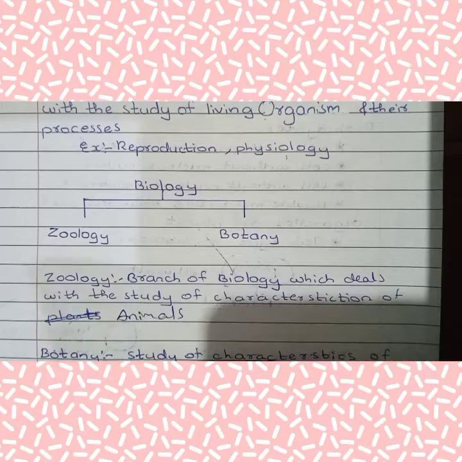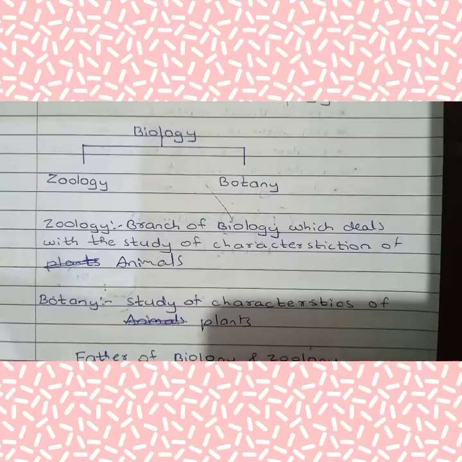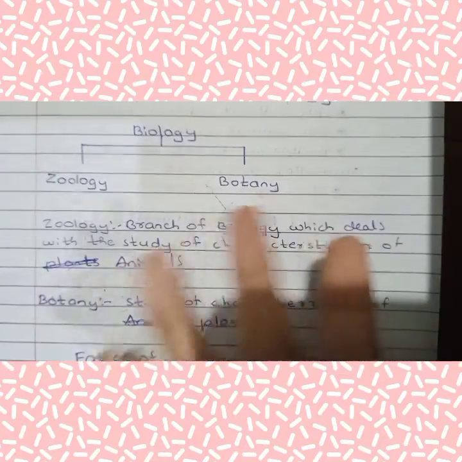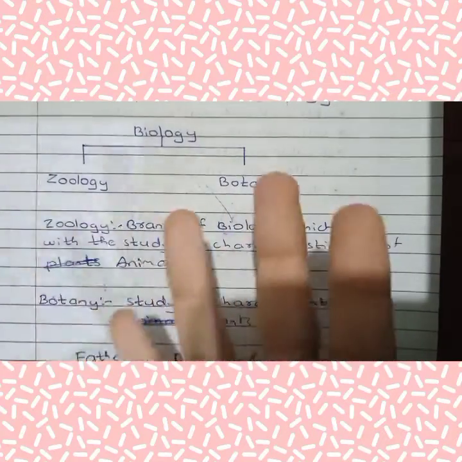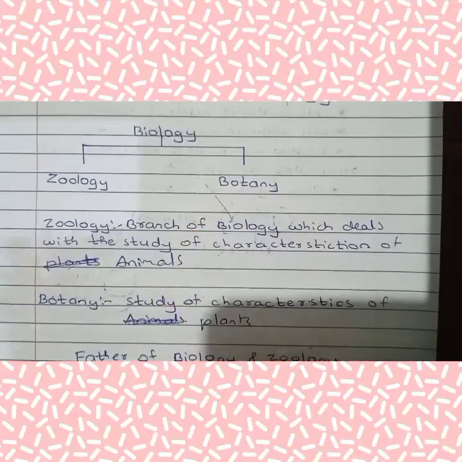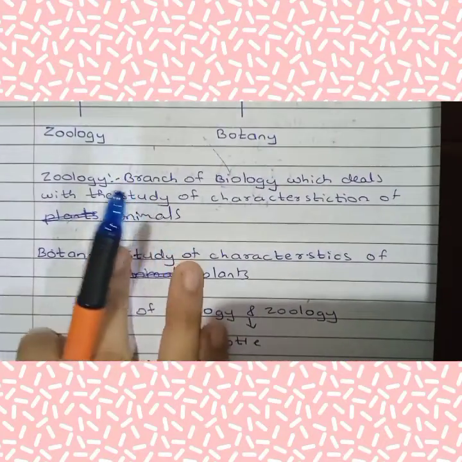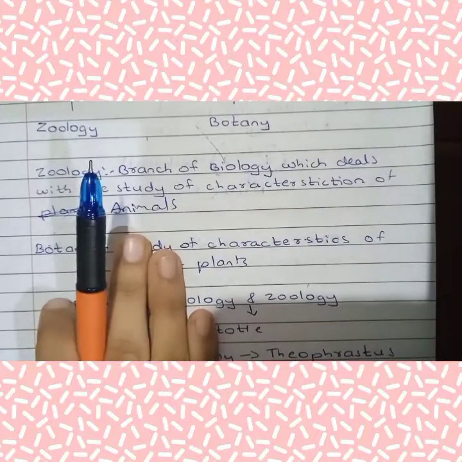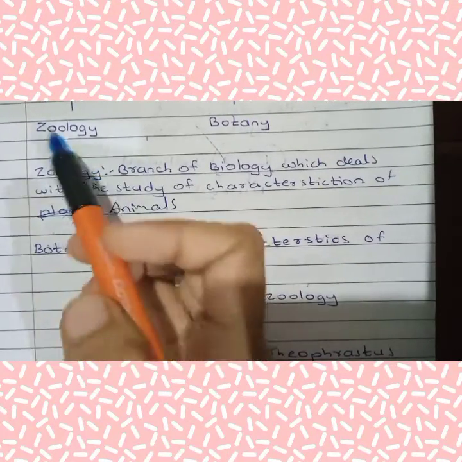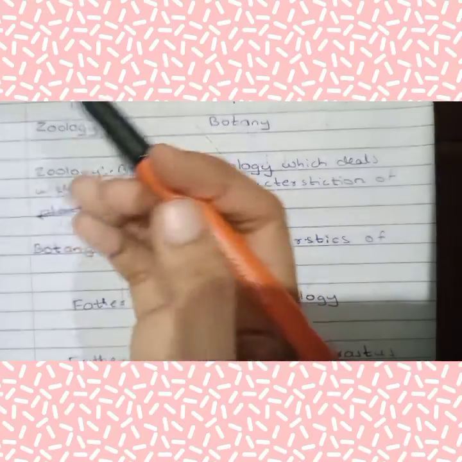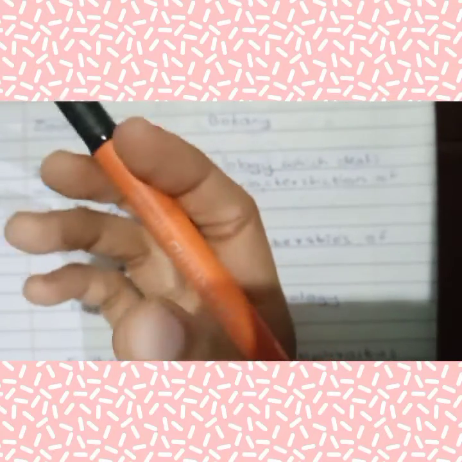Zoo means the place where animals are kept. So it's a branch of science which deals with the study of characteristics of animals. What are the characters, how they digest their food, how they reproduce, and many more. And botany is the study of characteristics of plants. We study how a plant grows and many more things.